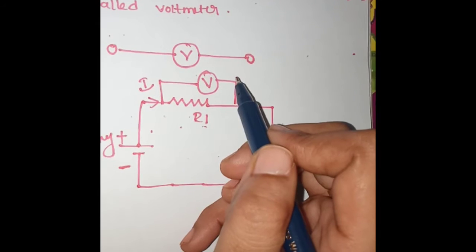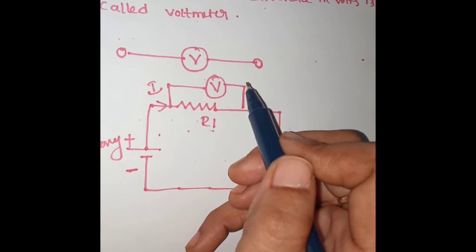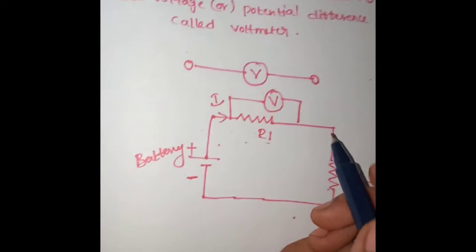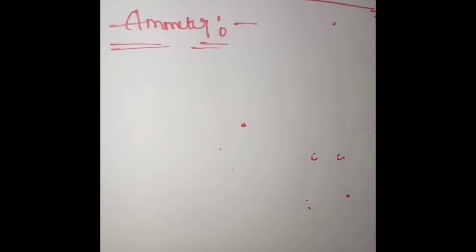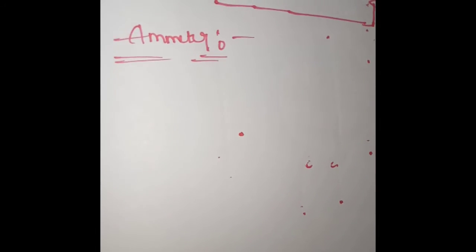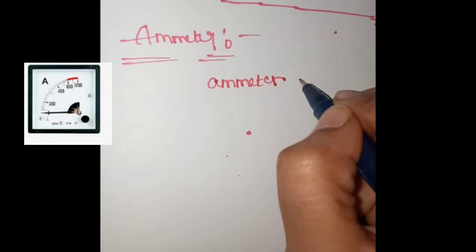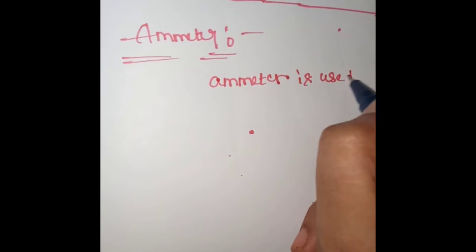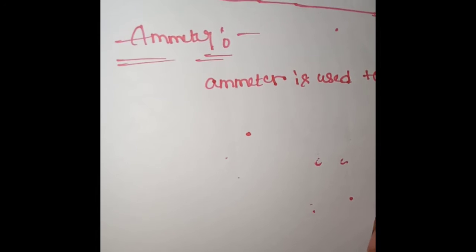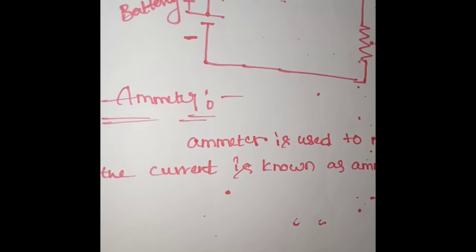Many voltmeters are available in electronics: analog voltmeters, digital voltmeters, like this. Coming to the ammeter. The meter used to measure the current is known as the ammeter. I can write now here: the meter used to measure the current is known as an ammeter.